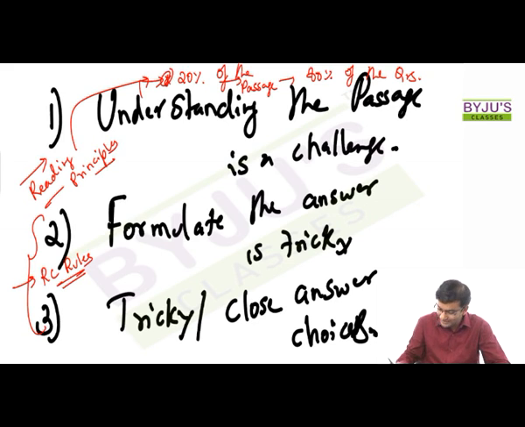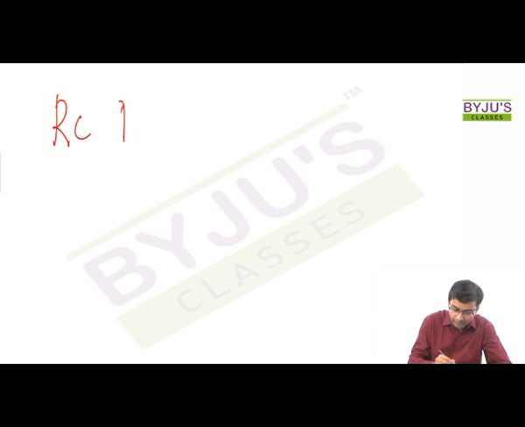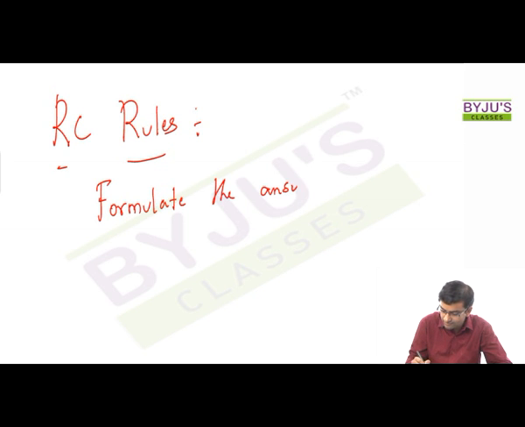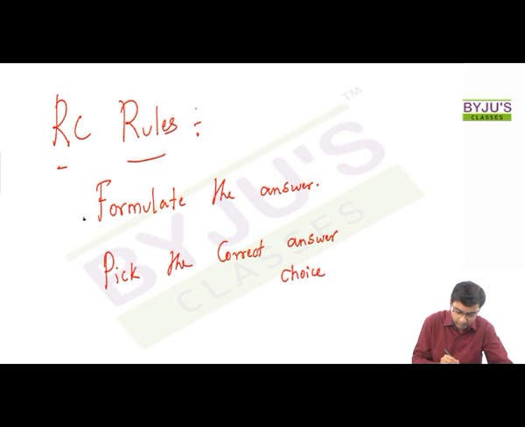Now the objective of the RC rules session, which we're going to do over the next 3 or 4 hours, is very simple. A, it is to formulate the answer. And then after you formulate the answer, it will help you to pick the correct answer choice. These are the two objectives of the RC rules class.